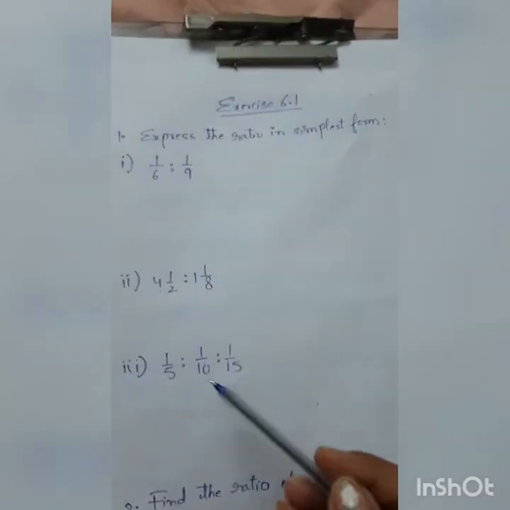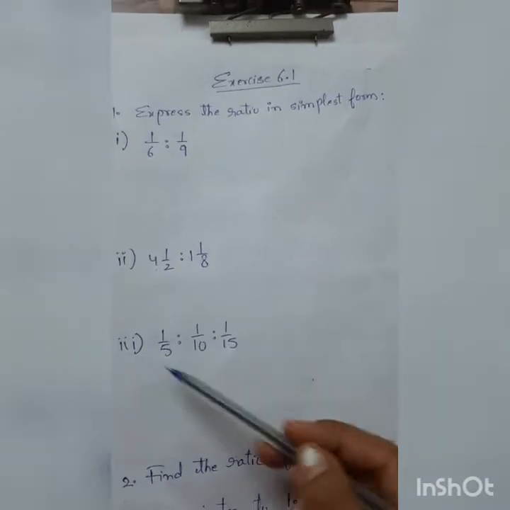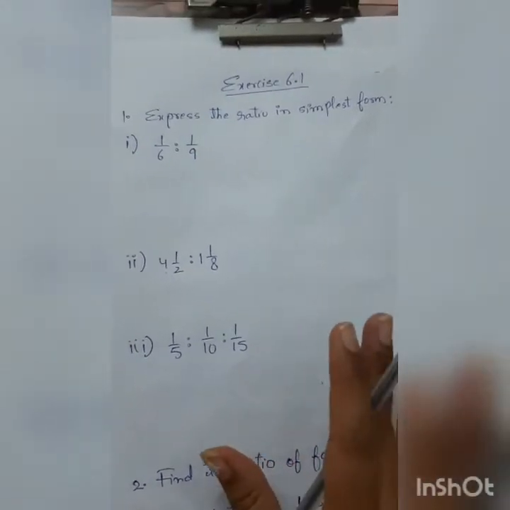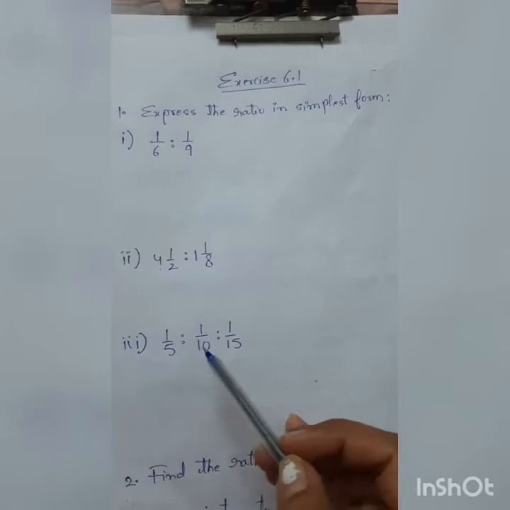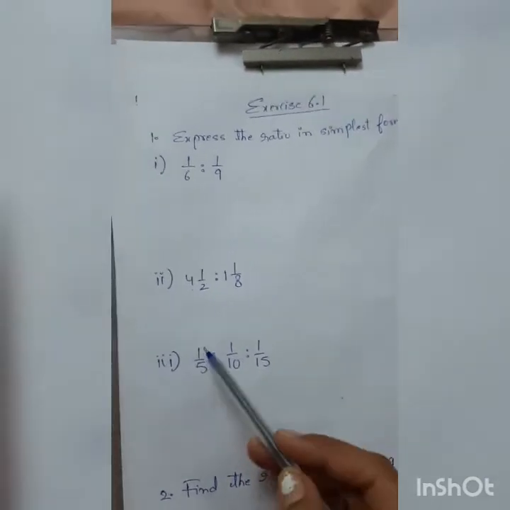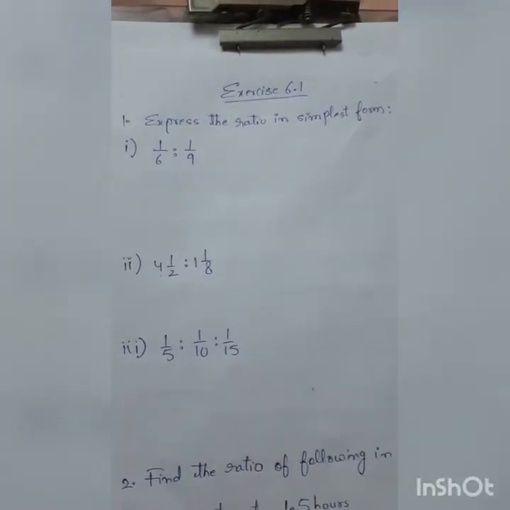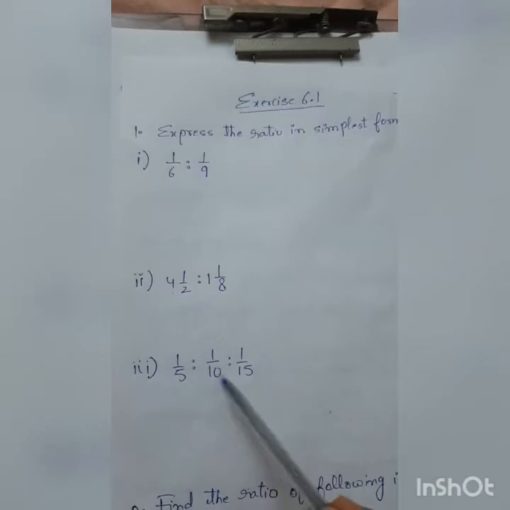So what am I going to do is, I can see the denominators are 5, 10 and 15. This is a ratio with 3 terms. A ratio can have 4 terms also. Now I don't want the denominators, I just want the numerators to be there, no denominators. So just to remove the denominators, I will find out the LCM of the denominators.